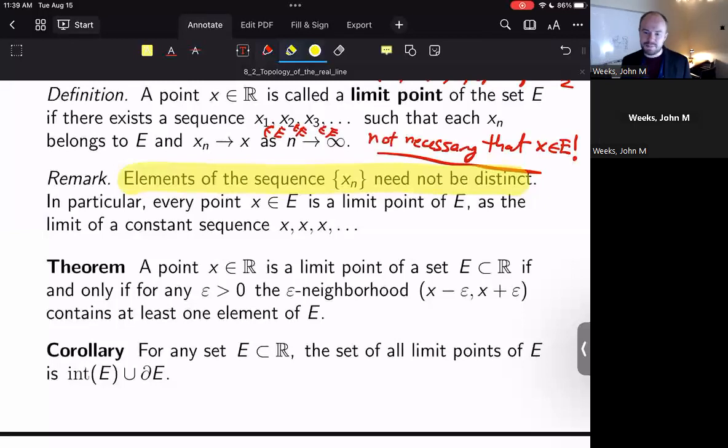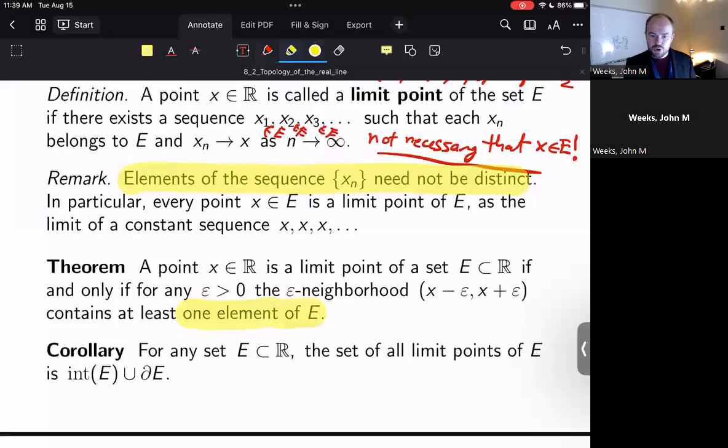A point X is a limit point of a set E if and only if, for all epsilon, the epsilon neighborhood (X minus epsilon, X plus epsilon) contains at least one element of E. Does this remind you of anything? Notably, interior points are going to be this way, because for any epsilon neighborhood that you choose, there exists an epsilon neighborhood that is completely inside of the set E. So for any epsilon smaller than it, it's still going to be inside of the set E. So you can get the for all epsilon from that.